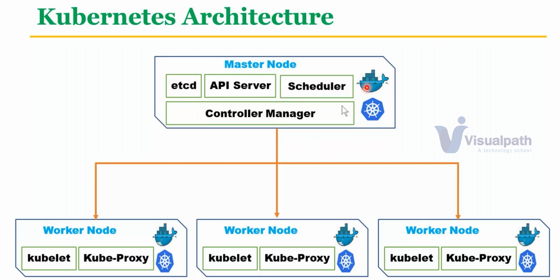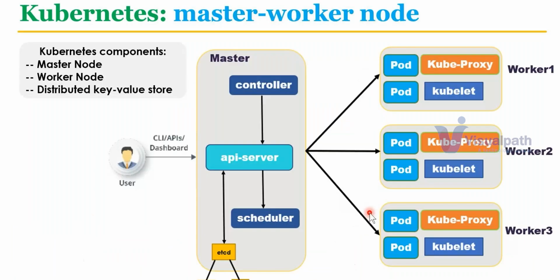I'll rotate this diagram 90 degrees so that we can understand the logic. Same diagram, I have rotated it. Instead of horizontal, I am putting it vertical. So this is my worker 1, kubelet and kube-proxy are here. Worker 2, kubelet and kube-proxy. Worker node 3, kubelet and kube-proxy, 2 components.